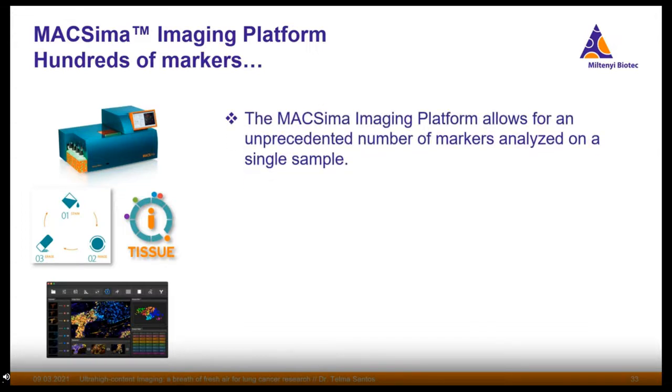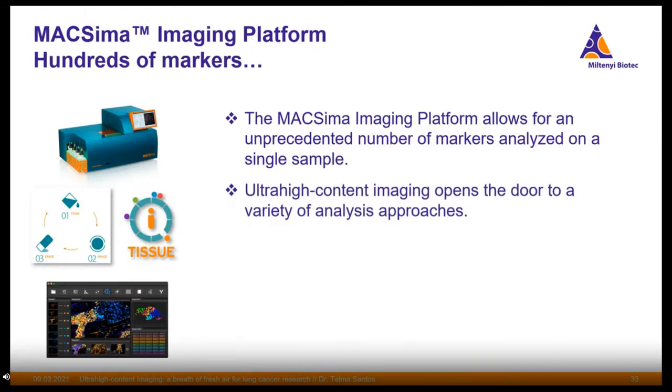So just as a summary, I would like to say again that the MACSima Imaging Platform really allows for an unprecedented number of markers in a single sample, and it's really breathtaking when you look at all the markers that you can see in one sample only. The ultra-high content imaging opens the door to a variety of analysis approaches. I gave a couple of examples here, but really the sky is the limit. It depends on what you want to find out, or sometimes you don't even know what you want to find out, and you can discover great things just with these rich data sets.